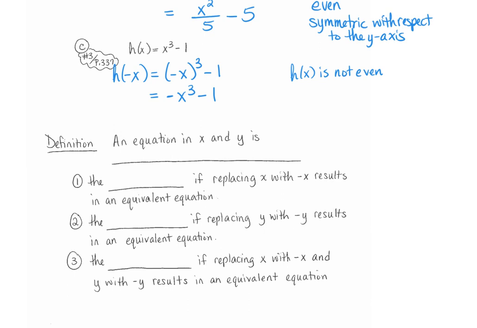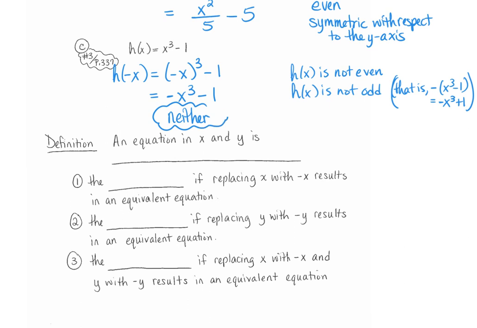So h of x is not odd, because we don't have negative times x cubed minus 1 equaling negative x cubed plus 1, right? So it's not odd, and it's not even. What is it? Neither. You got it. Does that make sense?